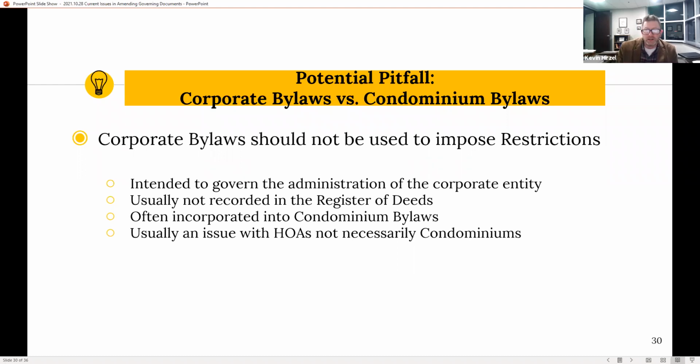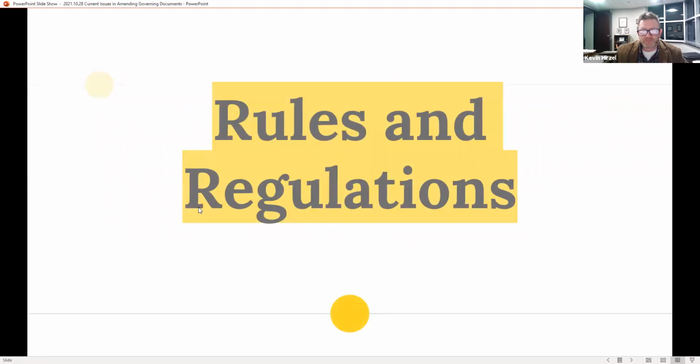This is usually an issue with homeowner associations, because in many instances HOAs can easily amend the bylaws. So they try to tuck different things into the bylaws that really don't belong there, rather than going through an amendment project in the declaration itself. So the big lesson here is, if you're going through an amendment project, be careful about the difference between corporate bylaws and condo bylaws, and what you can and cannot do with corporate bylaws.